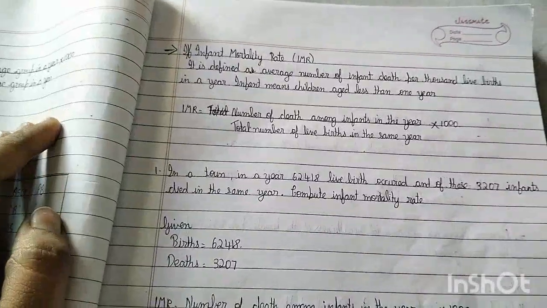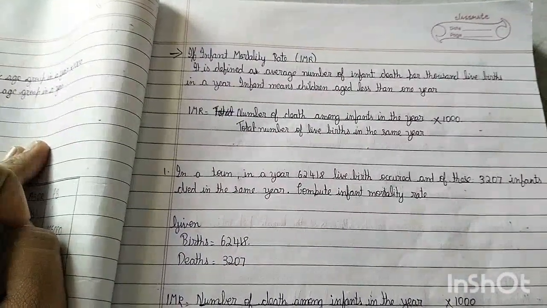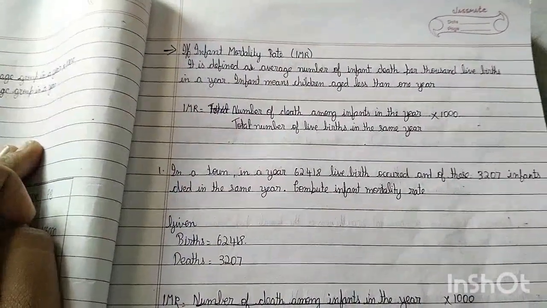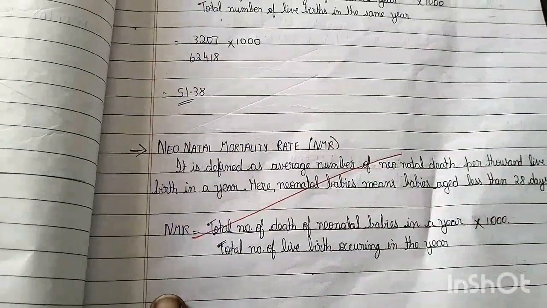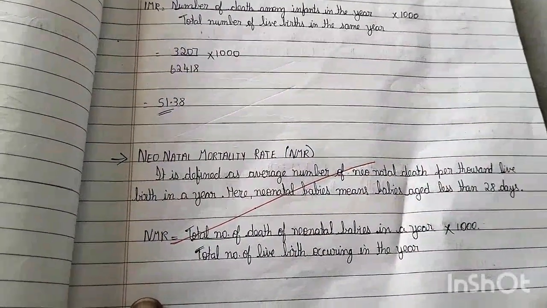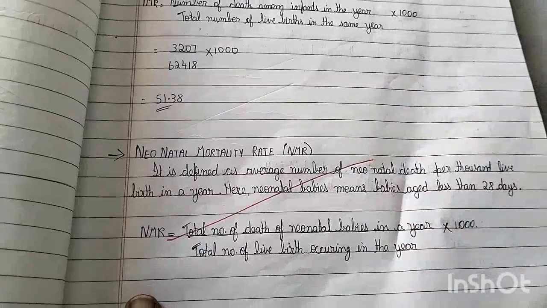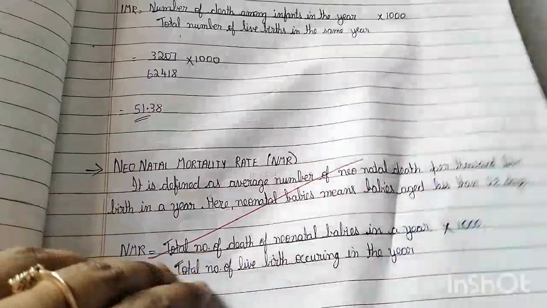Mortality rate, infants: infant mortality rate is defined as the average number of infant deaths per 1000 live births. So it is the number of deaths among infants in the year divided by the total number of live births into 1000. That is infant. Neonatal is defined as the average number of neonatal deaths per 1000 live births. So that's the total number of neonatal deaths in a year divided by the total number of live births occurring in the year into 1000. Neonatal babies are babies aged less than 28 days.